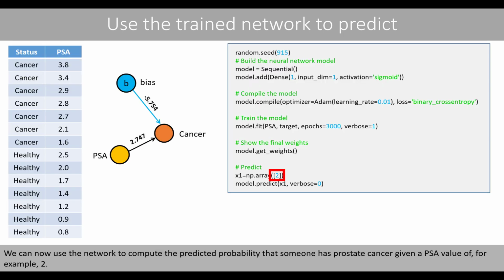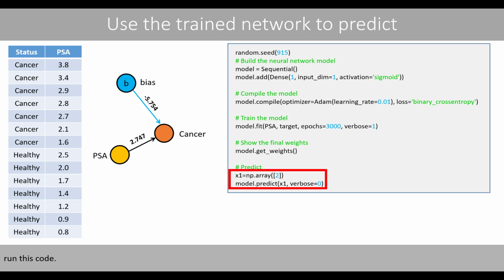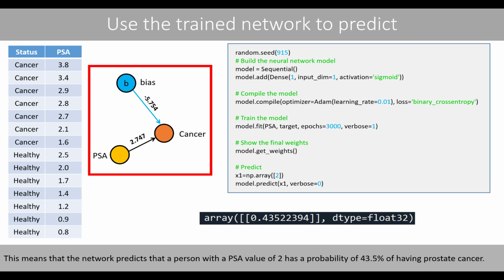We can now use the network to compute the predicted probability that someone has prostate cancer given a PSA value of, for example, 2. To use the network to predict, we plug in the PSA value in the predict function and run this code. The output will tell us that the predicted value is about 43.5%. This means that the network predicts that a person with a PSA value of 2 has a probability of 43.5% of having prostate cancer.